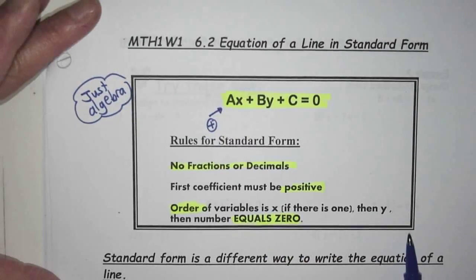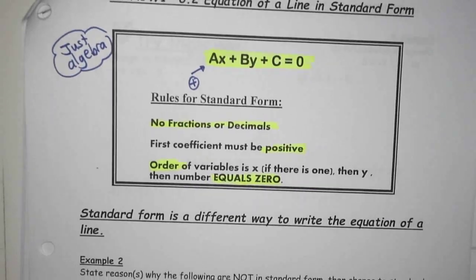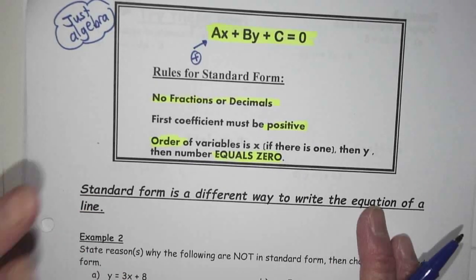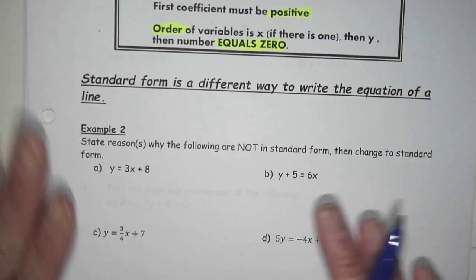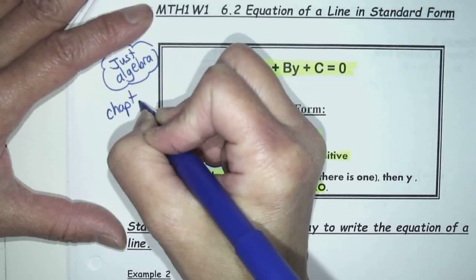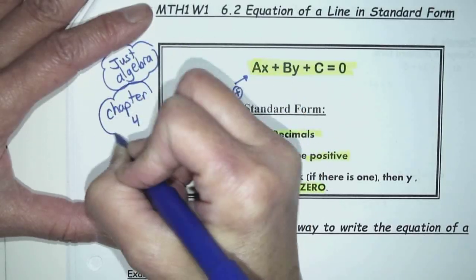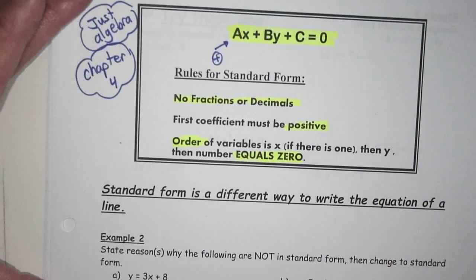Okay, it's called standard form. We'll work with it more next year. This year, we're just looking at the algebra. It's a different way to write the equation of a line, and again, we'll work on that more next year. This year, I just want you to be able to do the algebra of it. So we're linking it back to chapter 4. So this is a chapter 4 link. Just like in chapter 4, we'd be able to do this. So sometimes we have topics that combine the different chapters.